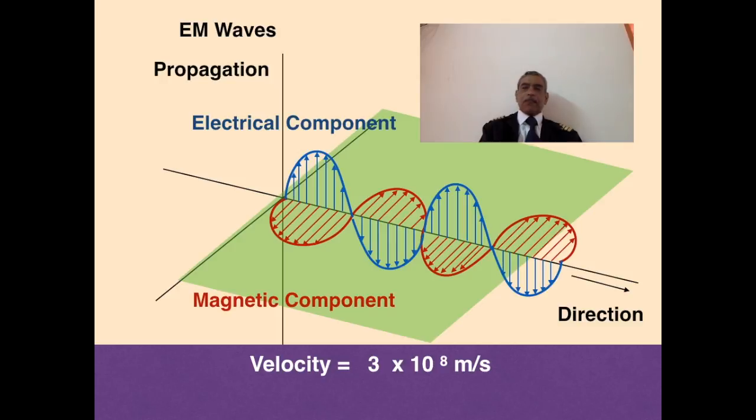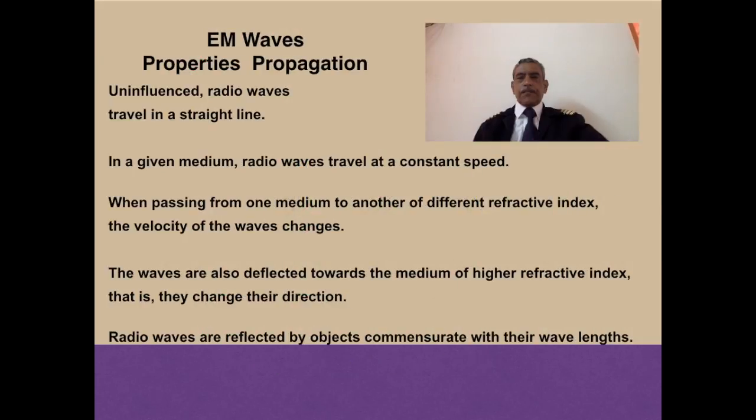So, in this lesson, we are going to learn further on propagation and its properties of propagation in the atmosphere. Let's get on to some more properties. If uninfluenced, the radio waves travel in a straight line. In a given medium, radio waves travel at constant speed. This is important.